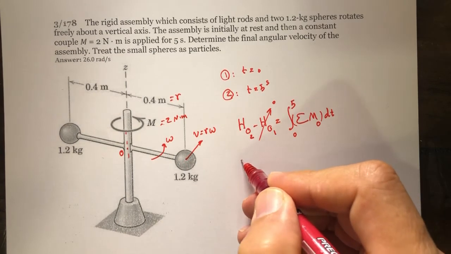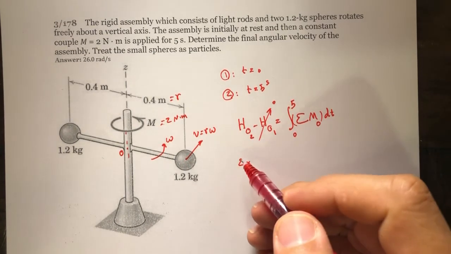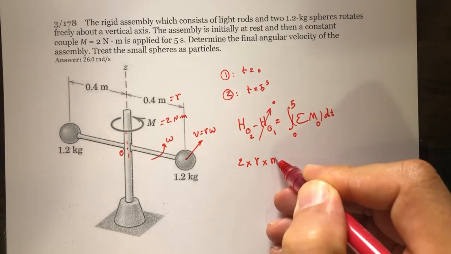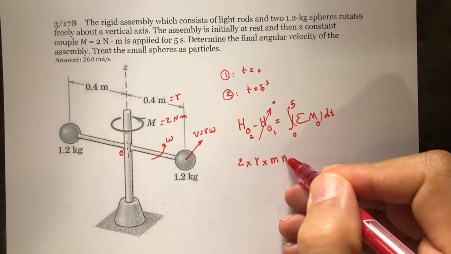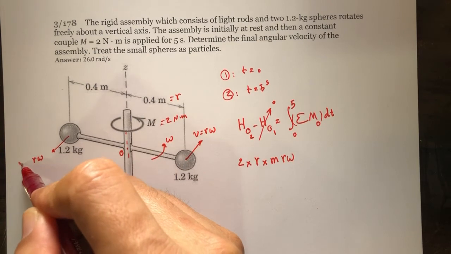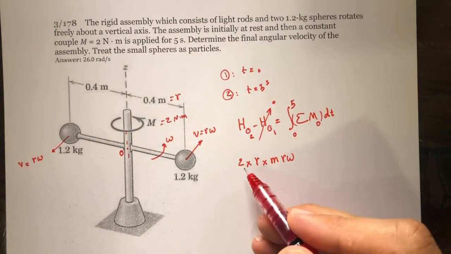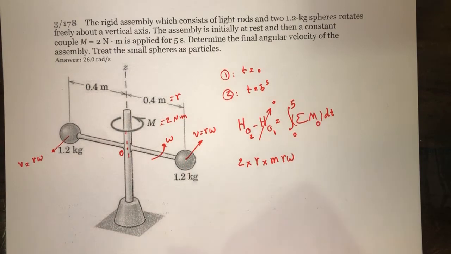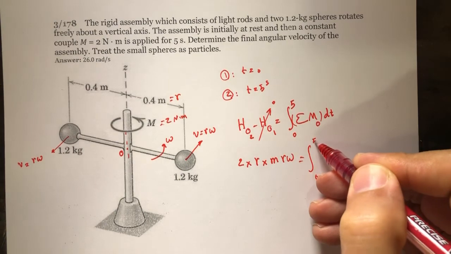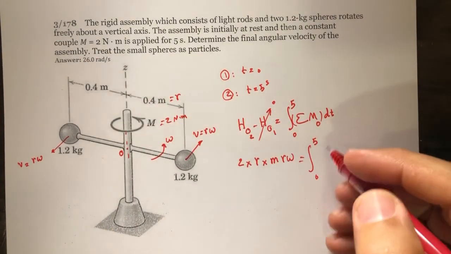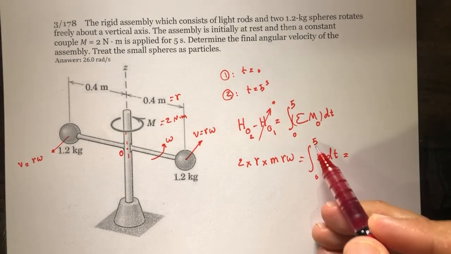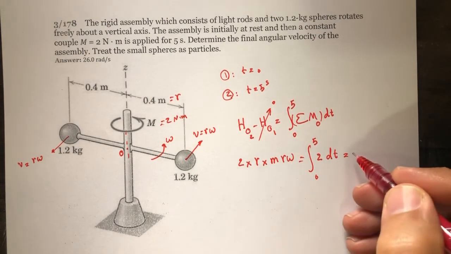So I'm going to have 2 times r times mass times velocity, which is going to be r omega for both masses. This one is r omega and this one is r omega too. And the first 2 means we have 2 of them, right? So it's going to be equal to the integral from 0 to 5, and M is equal to 2, dt. Integral of 2 is going to be 2 times t, from 0 to 5 is going to be 2 times 5, 10.